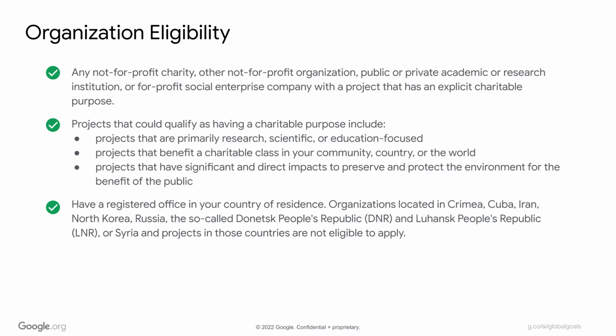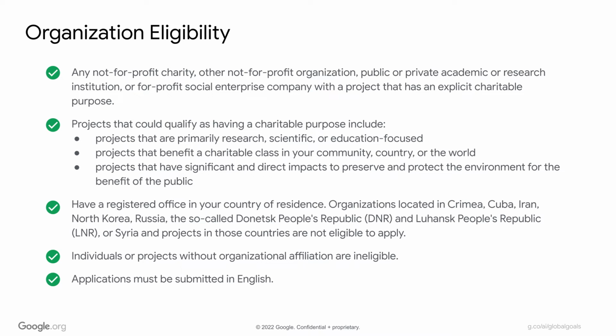Third, your organization must have a registered office in your country of residence. Organizations or projects located in the countries that you see on screen are not eligible to apply. Fourth, individuals or projects without organizational affiliation are also ineligible to apply. And finally, all applications must be submitted in English. The full application terms are available at our website, g.co/ai/globalgoals. So please ensure you have read through the entire document before submitting your application.